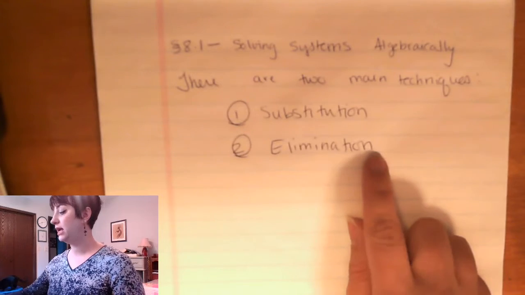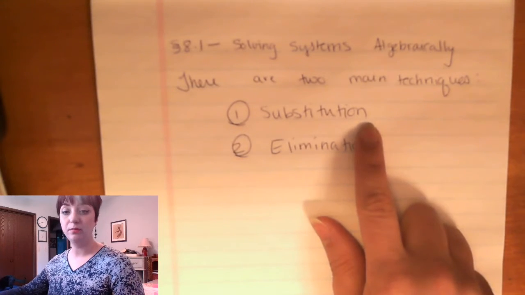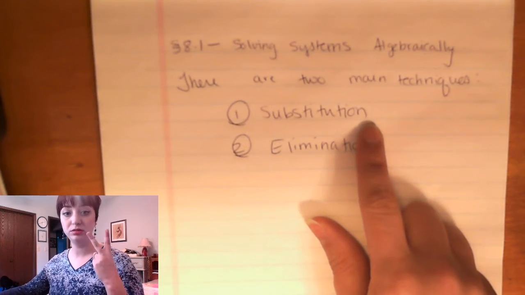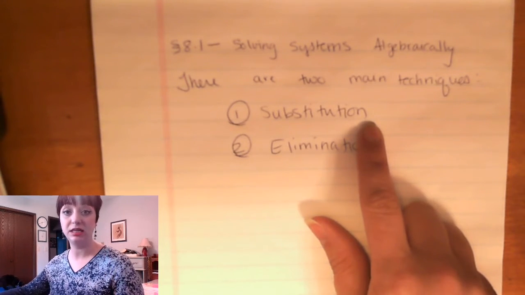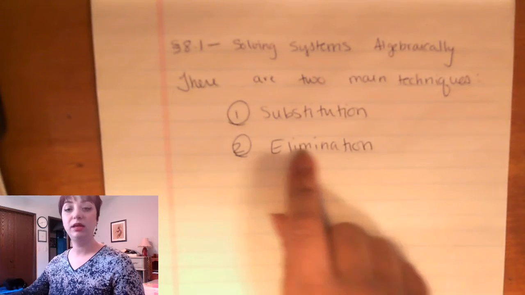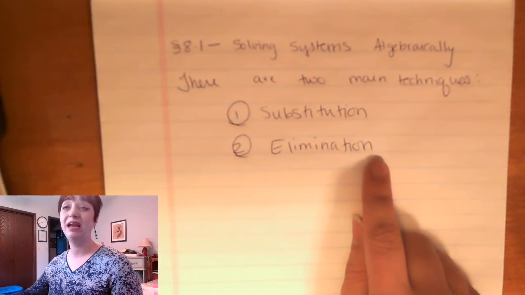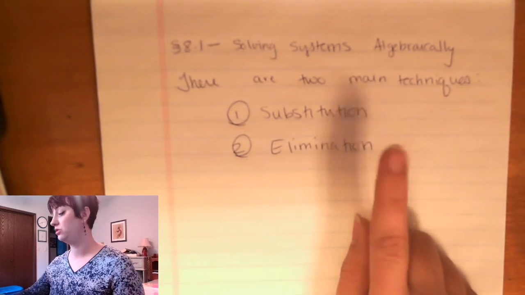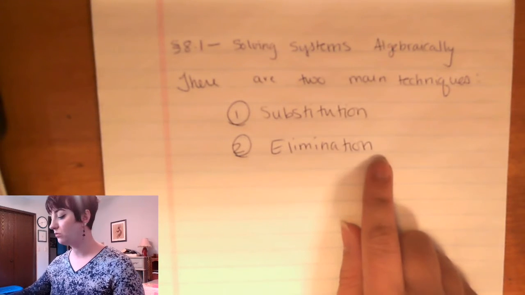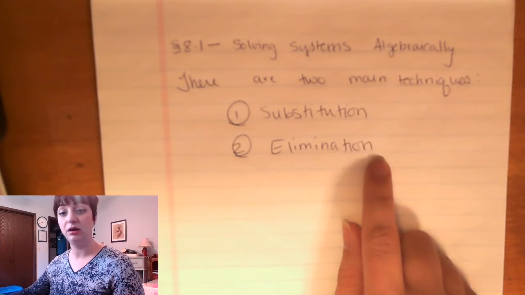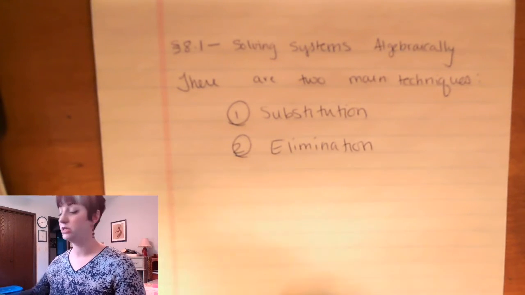I will say that for many problems, the substitution technique for systems of two equations is pretty easy and students tend to like it. The elimination technique, however, is how computers solve, and if you have any more than two equations in your system, you're going to end up using elimination. If you've done matrices in previous classes, matrices operate using elimination.